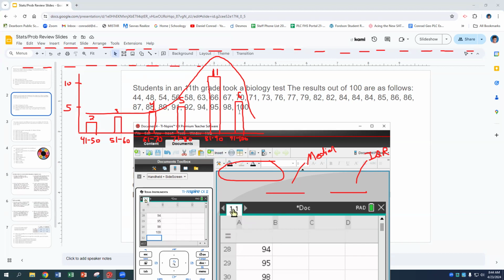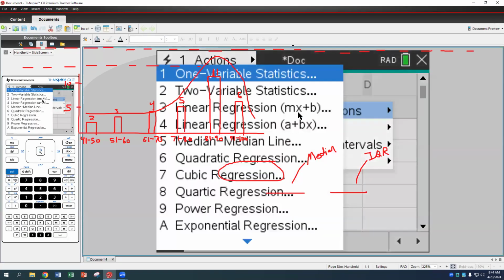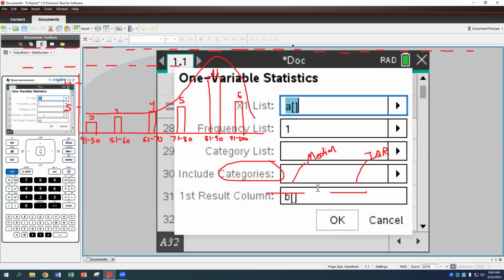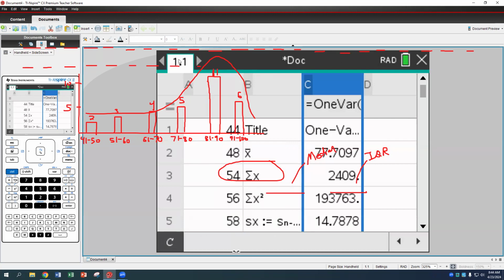Okay, that's 31. Good. Menu, stats, stat calculations, one variable statistics. Okay, twice. Wonderful. So our mean is going to be 77.7.